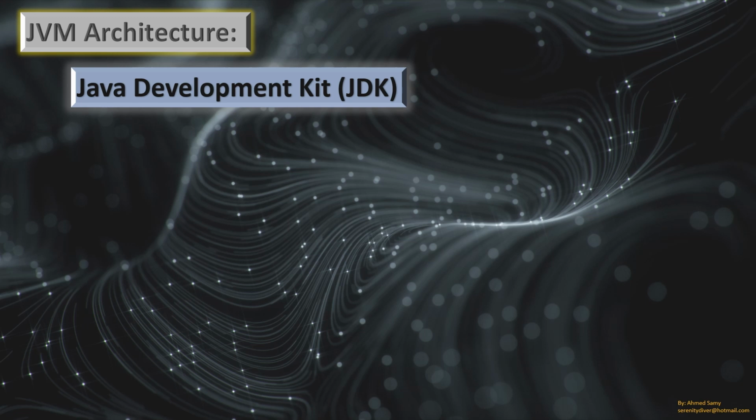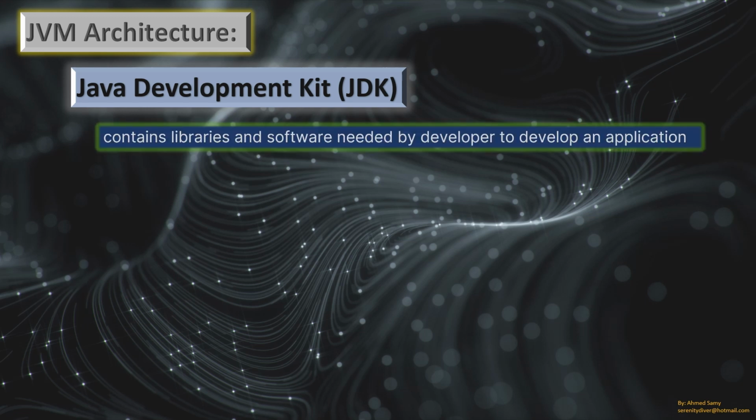There are a lot of Java versions nowadays, so you pick the specific language and version you are going to use, then you develop it using the IDE you prefer. What is the Java Development Kit? It has all the libraries and software needed by you as a developer to develop an application. You write the application using the specific libraries as a helper for you.